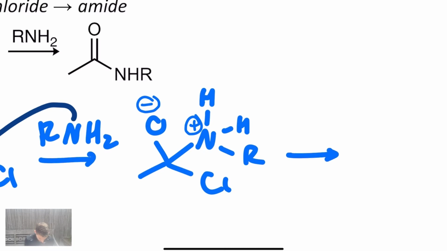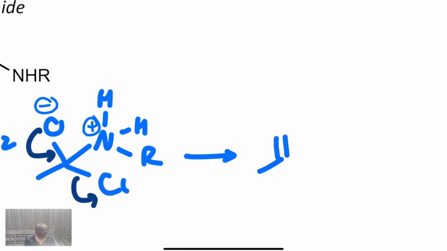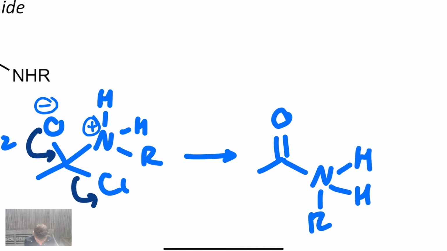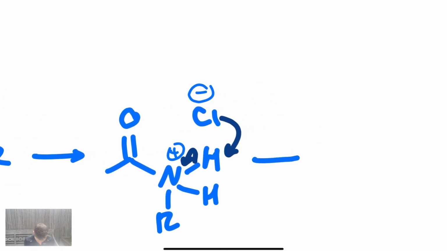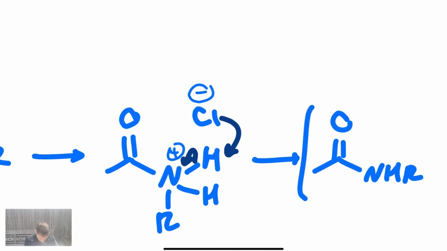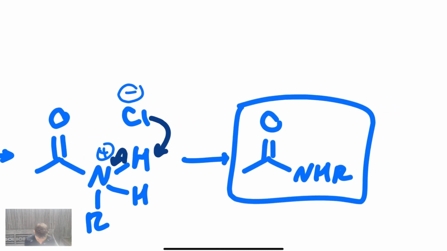So take a pair of electrons from the oxygen, bring them back to form a pi bond, and kick out the chlorine. You get an intermediate. Still have a positively charged nitrogen with a chloride, and the chloride will take one of those H's, neutralizing your amide. And what you generate, again, is an equivalent of HCl.